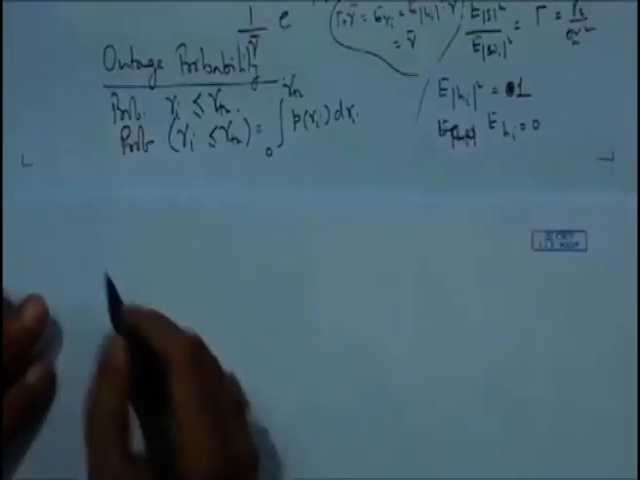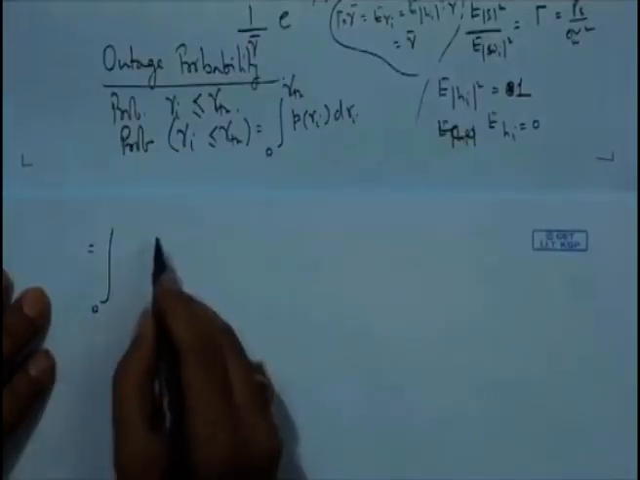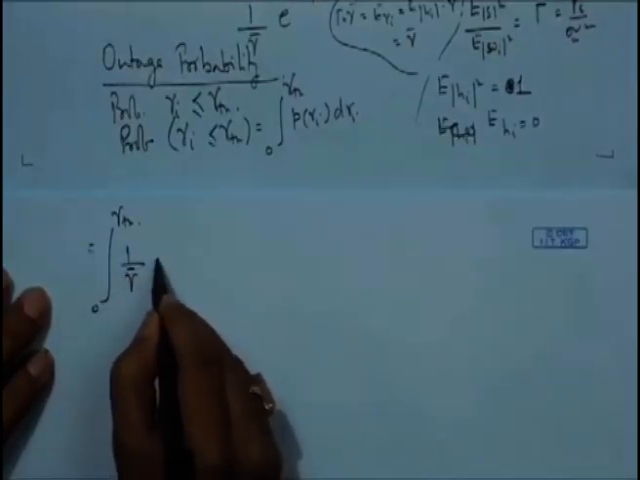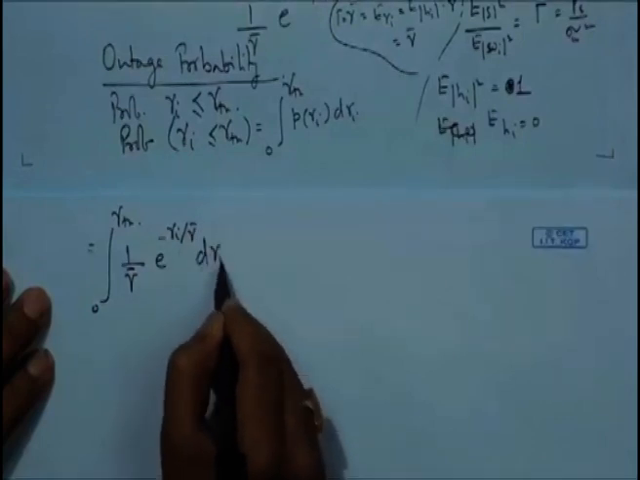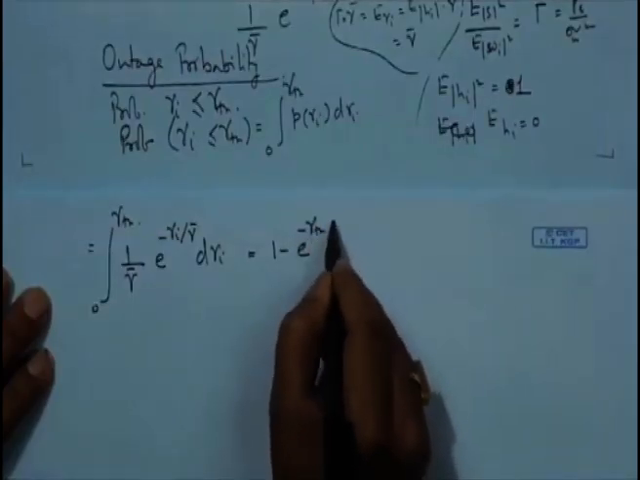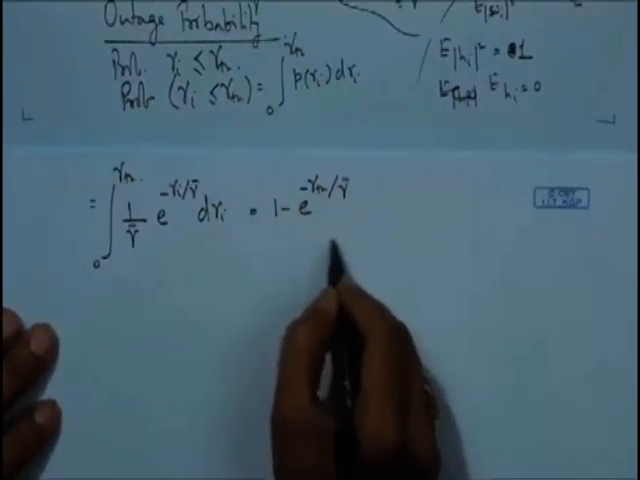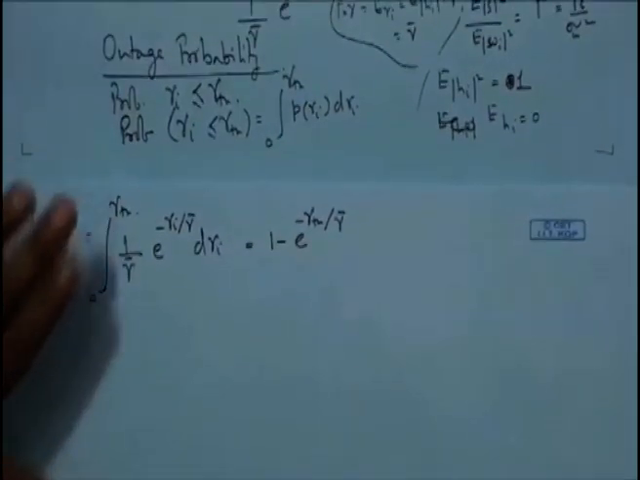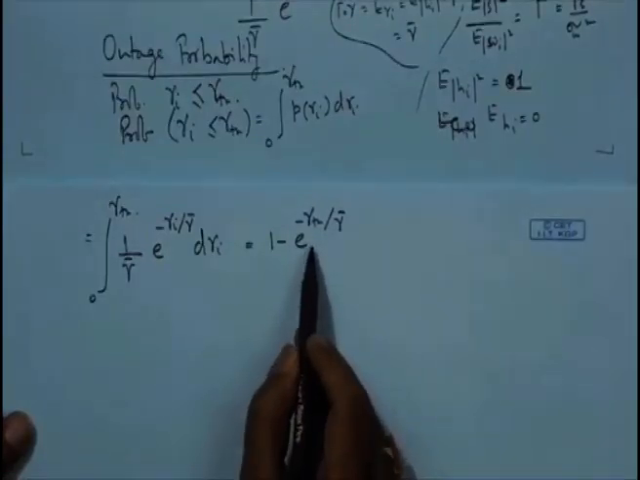So, if you continue with this, you are going to get that equal to the integral from 0 to gamma threshold of p(gamma_i), which is 1 by gamma bar e to the power of minus gamma_i by gamma bar d gamma_i. This, if you solve, would turn out to be 1 minus e to the power of minus gamma th by gamma bar. Okay. So, this is the probability that the signal falls below the threshold. Now, when we do this particular calculation, we have done it for any one of the branches. So, for any one of the branches, this is the probability the signal falls below the threshold.